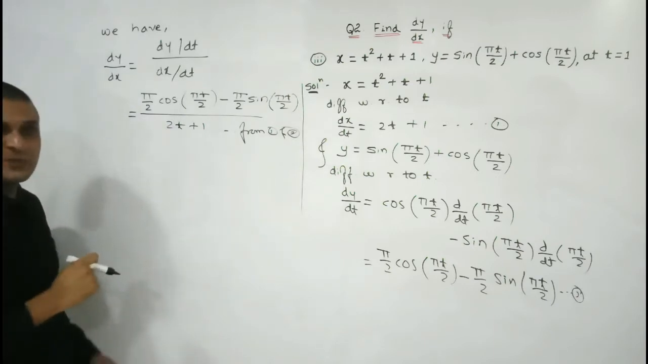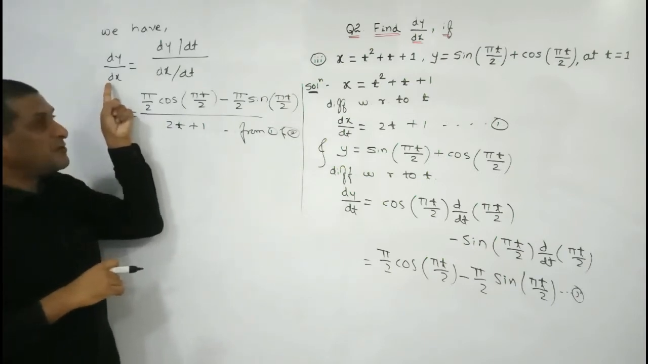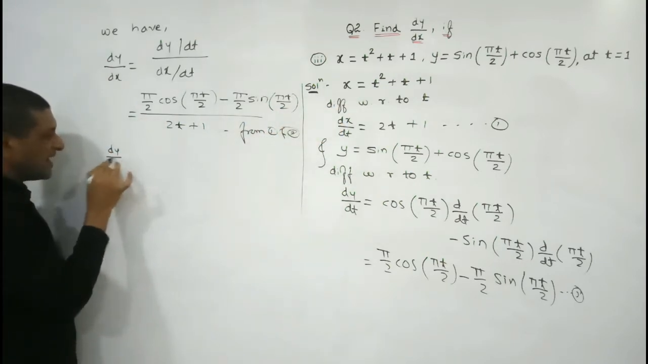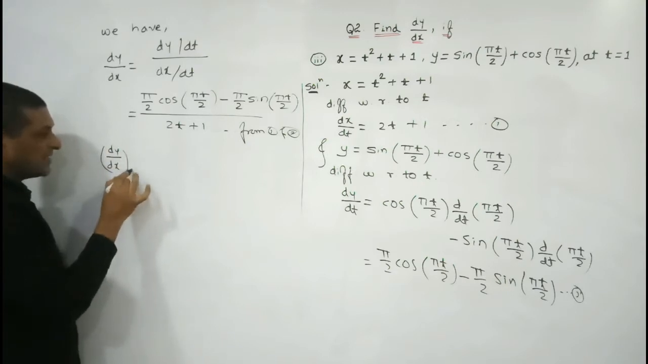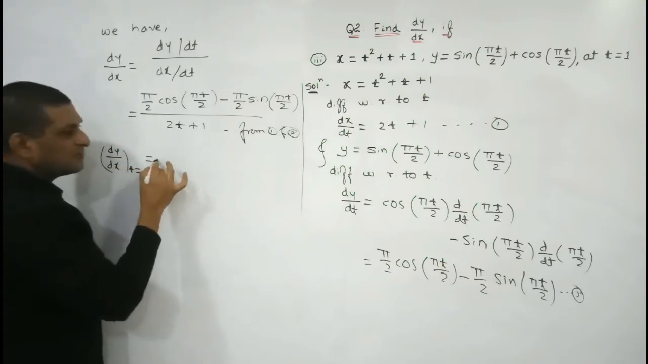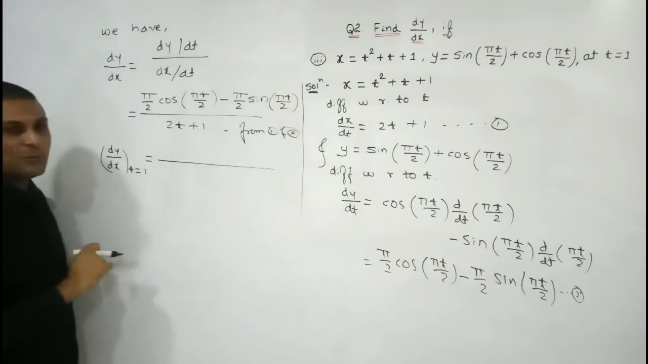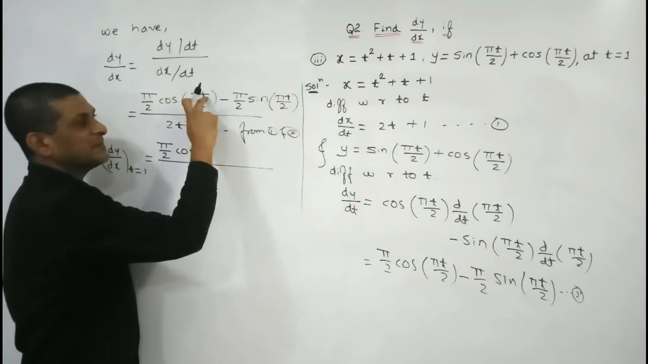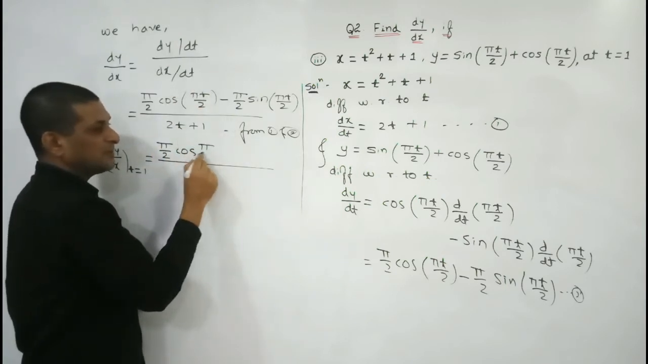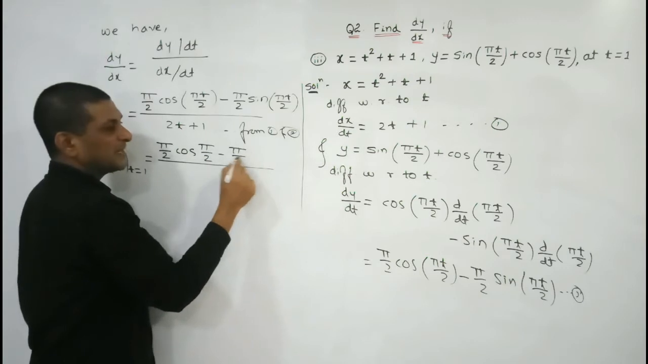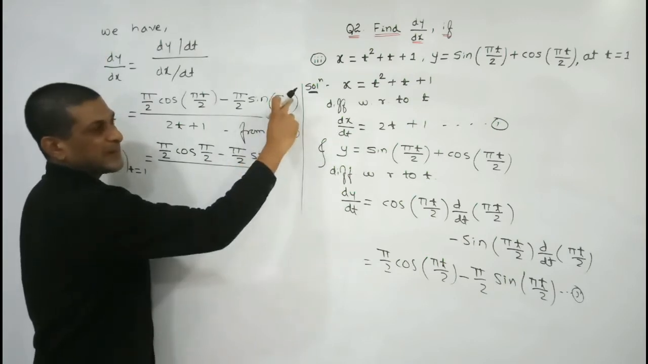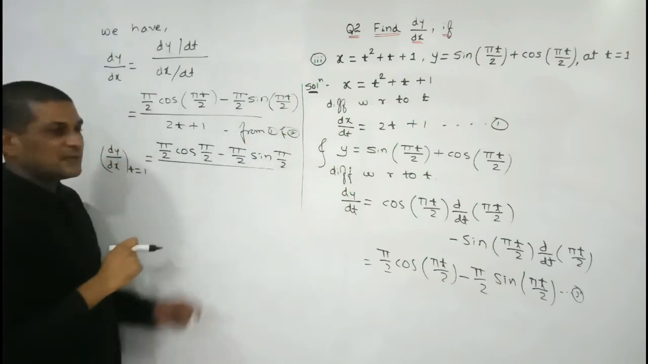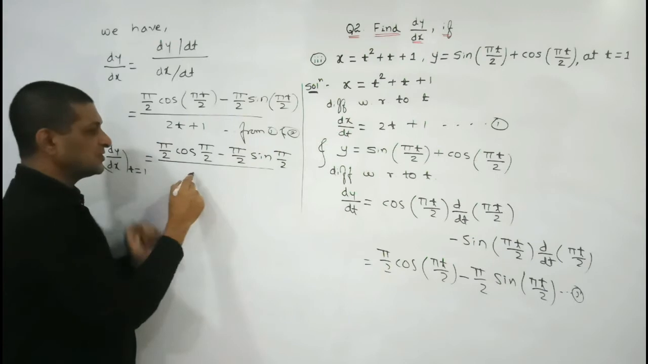Now nothing is there to simplify, so let us find the value of dy by dx at t equals 1. Wherever t appears, simply replace t by 1. So here pi by 2, keep it as it is, into cos, if I am replacing t by 1, 1 into pi by 2 will be pi by 2, minus pi by 2, keep it as it is, sine, again if I am replacing t by 1, 1 into pi by 2 will be pi by 2. In the denominator also, if I am replacing t by 1, 1 into 2 is 2 plus 1.